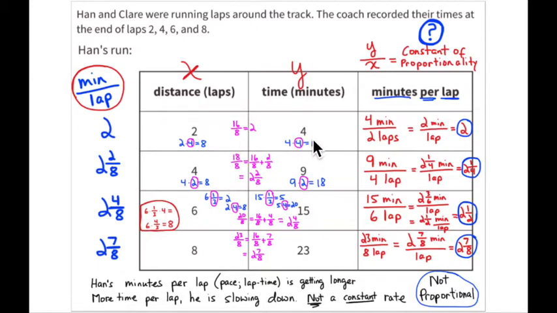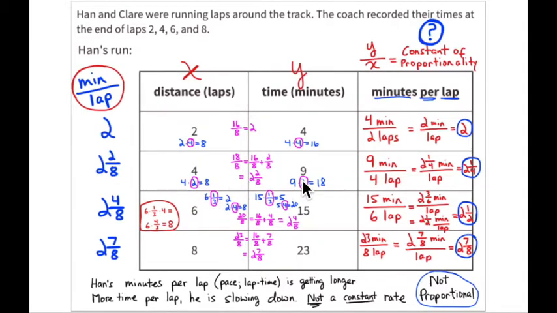Well, if you have 4 halves, to change that to eighths, you have to multiply both the number of laps by 4 and the number of minutes by 4. So 2 times 4 is 8, 4 times 4 is 16, so that's 16 eighths, or 16 minutes per 8 laps. It's 2 minutes per lap.